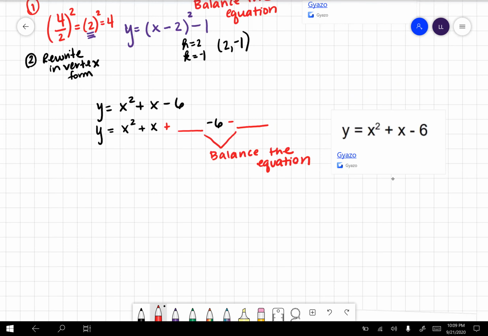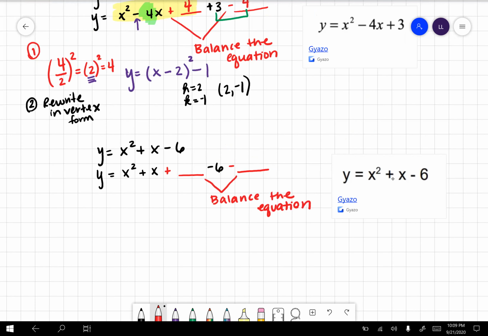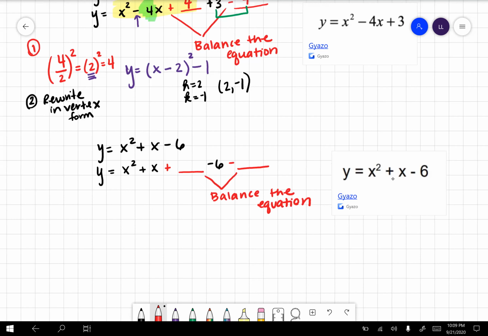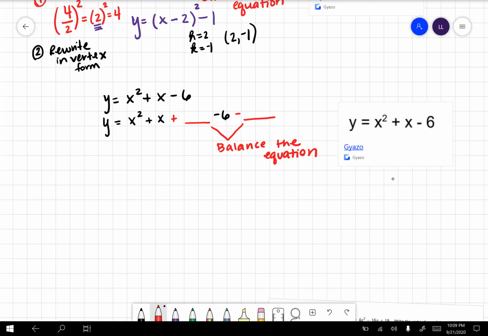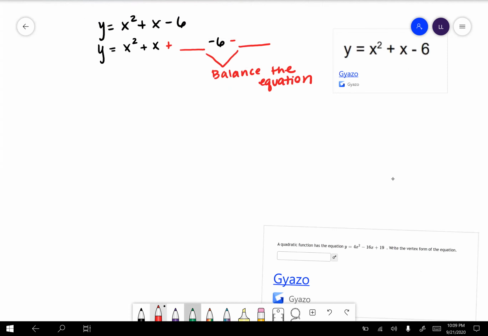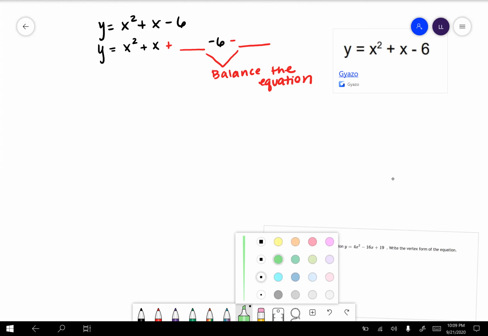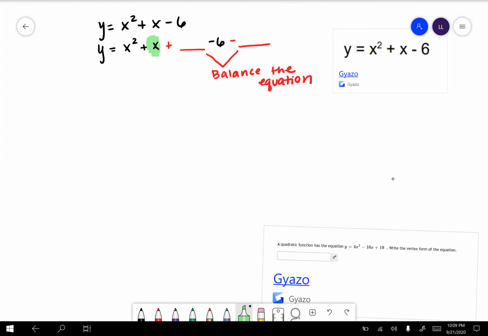So I want you to see that we're doing the same thing. We're going to go to step 1, which is identify our b. All right. So b is actually the number in front of the linear term. So this is my linear term. The number in front of this is going to be 1. Okay. Because there's no number written there. It's an understood 1 that's in front of there. So b is 1.